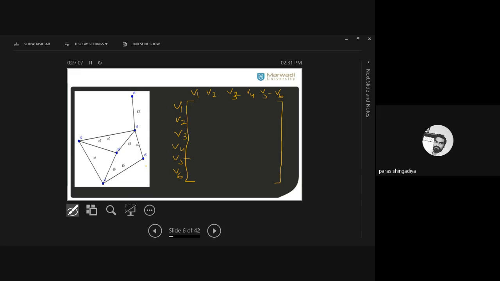Means here we consider a cross connection between V1 to V1, and here you write its answer. Then after V1 to V2, V1 to V3, V1 to V4, and so on. Clear? So the first row will be created as per that. So here V1 to V1, there is no loop. So here it will be 0.